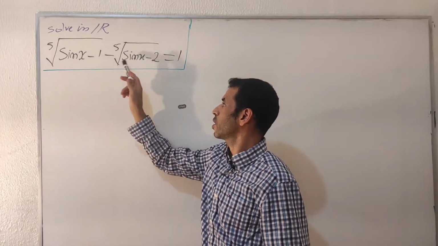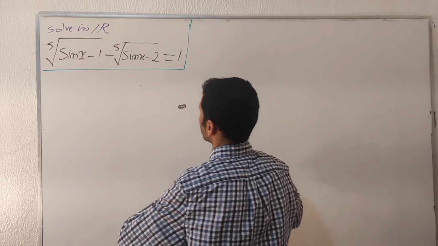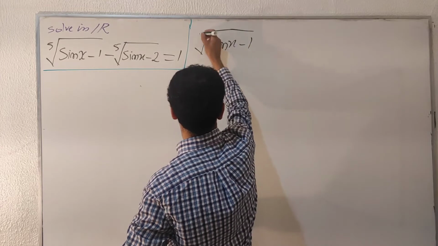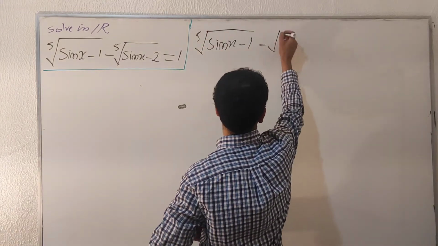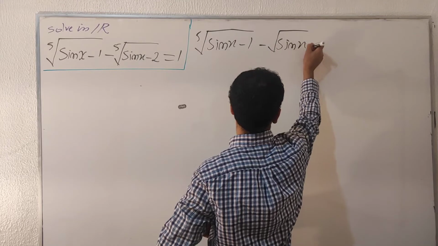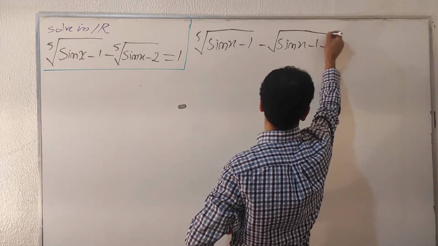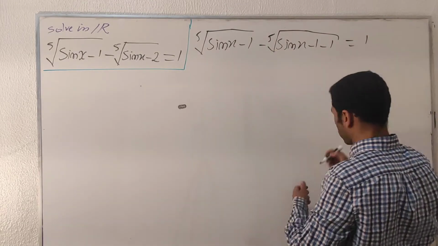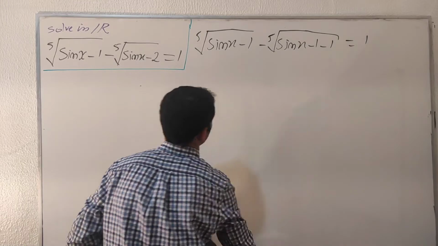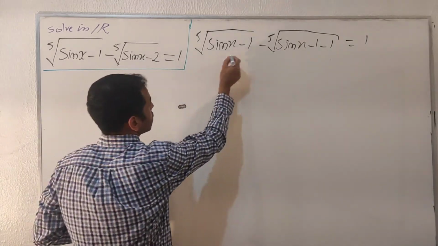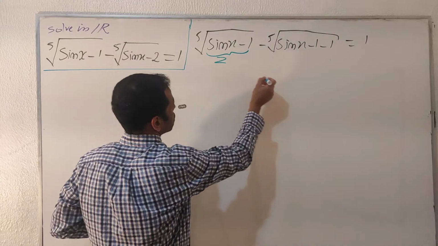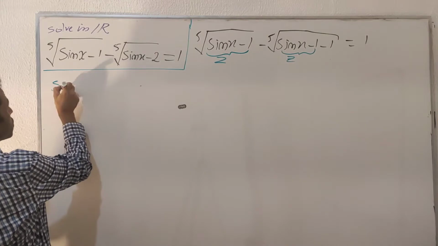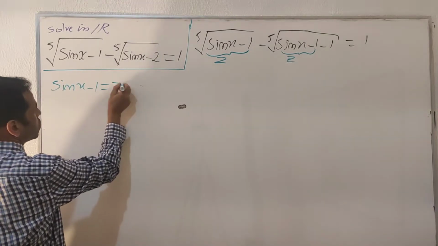You take a look at these two parts of this equation. So let's go through this one. I get here fifth root of sine x minus number 1 minus fifth root of sine x minus number 1 minus number 1. I have split this one into two parts, as I said before, equals number 1. So I'm simply going through substitution here by putting this one as a z.